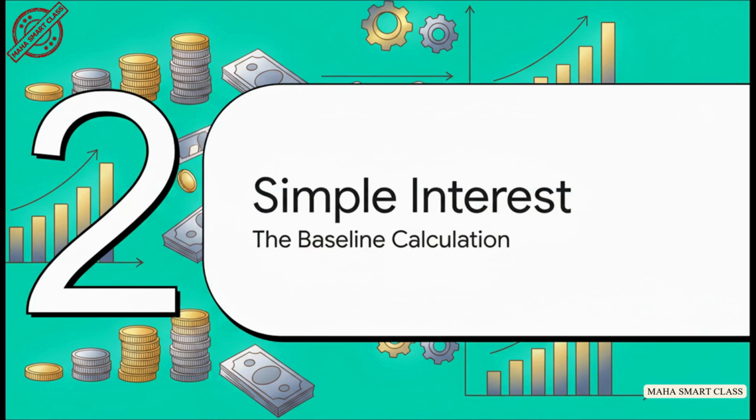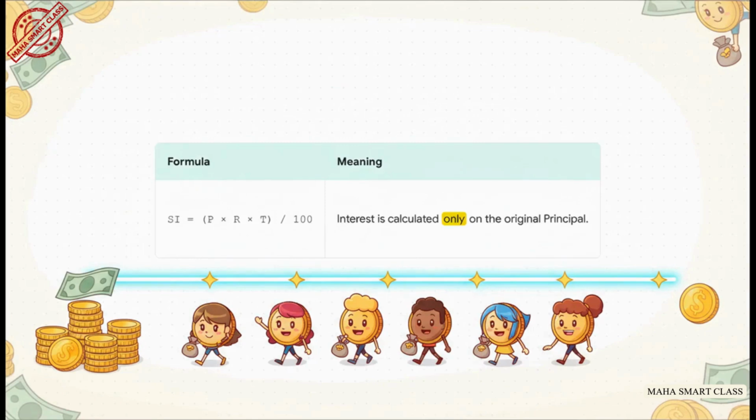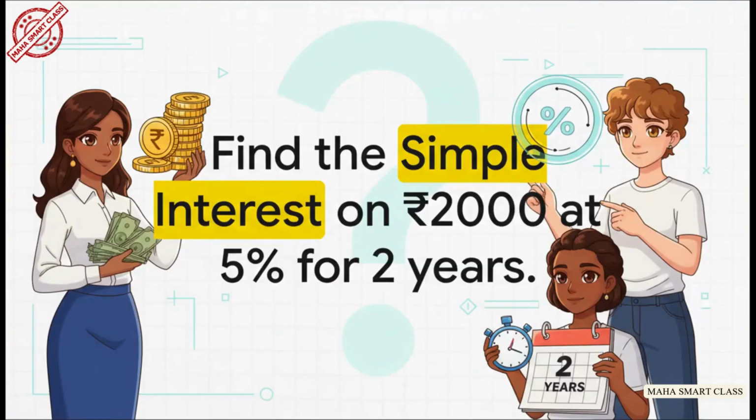All right, our toolkit is ready. Let's start with the most fundamental way to calculate interest. This is our baseline, and it's called simple interest. Now, the formula is easy, but the meaning here is absolutely crucial. The interest is calculated only on the original principal. That's the key. It means the amount of interest you earn is the same every single year. It's just simple, predictable, linear growth.